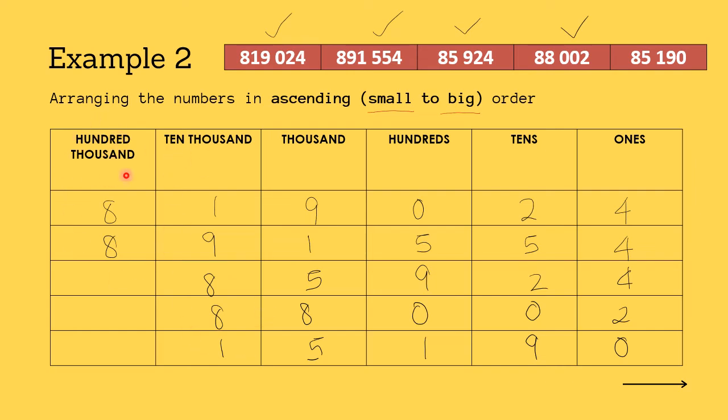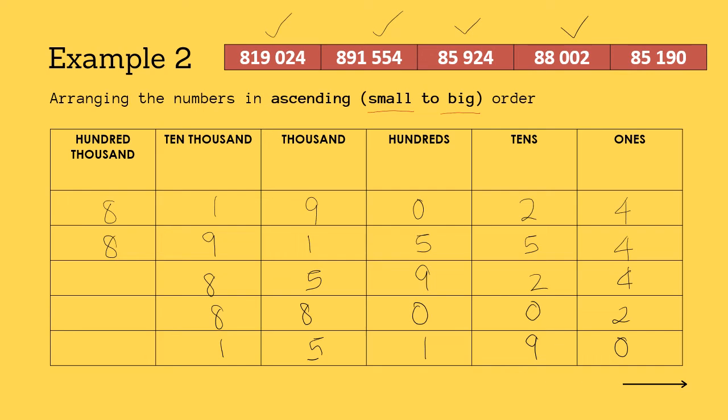Next, we're going to compare the numbers according to their place value one by one. So starting off with the biggest place value, we have 100,000 here. So let's just focus on that one first. We have 8 and 8 as 100,000. We can't really compare because they have the same value.